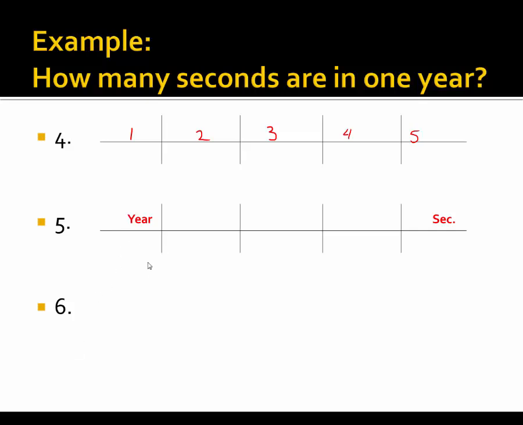So I'm going to start with years, end with seconds. From years, right? So let's fill everything in between. Let's fill the units in. From years, I'm going to days. From days, I'm going to hours. And from hours, I'm going to minutes.